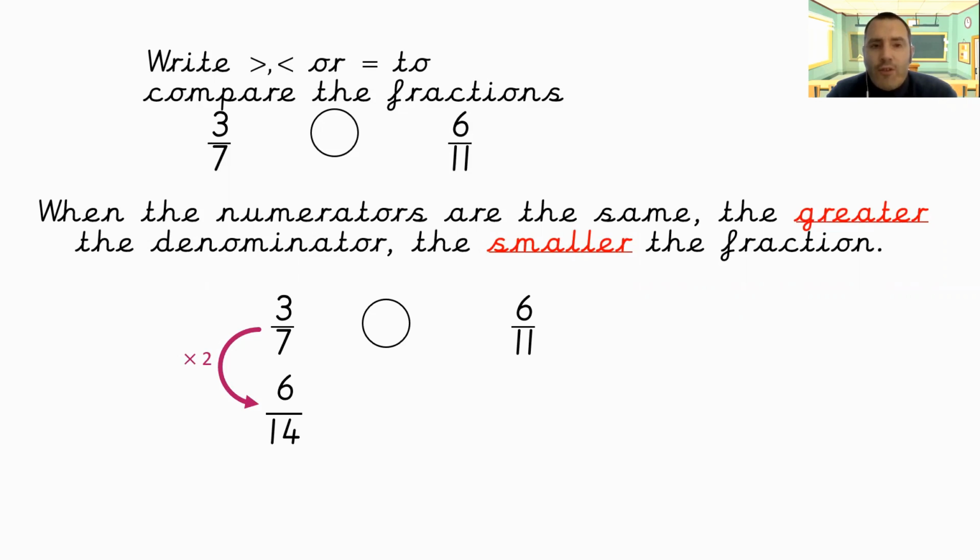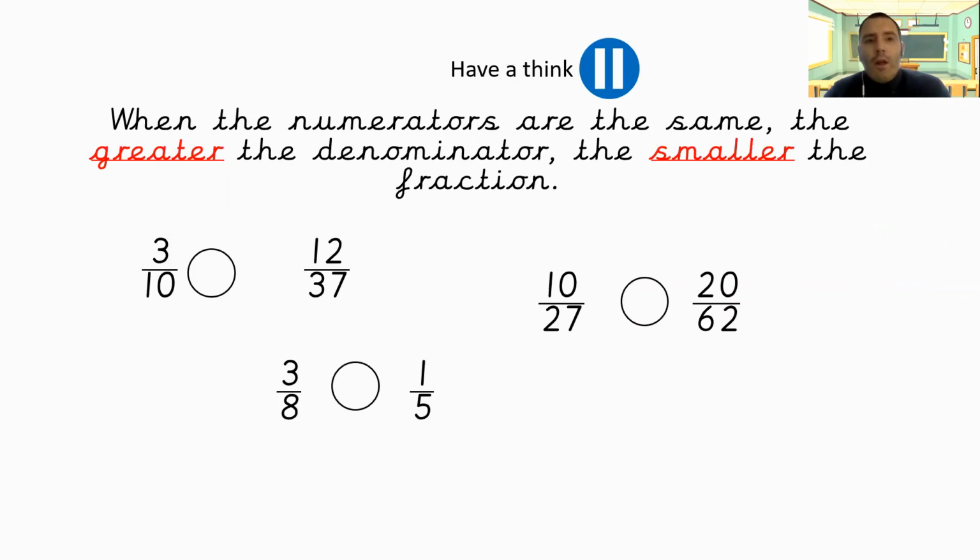So 3/7 is 6/14. So I've got my numerators the same. My denominator is greater, so my fraction is smaller. So in this instance, 3/7 is less than 6/11. So with the rule that's on screen now, when the numerators are the same, the greater the denominator, the smaller the fraction. So instead of making our denominators the same, we're going to make our numerators the same. Pause now to have a go at these and remember the rule.